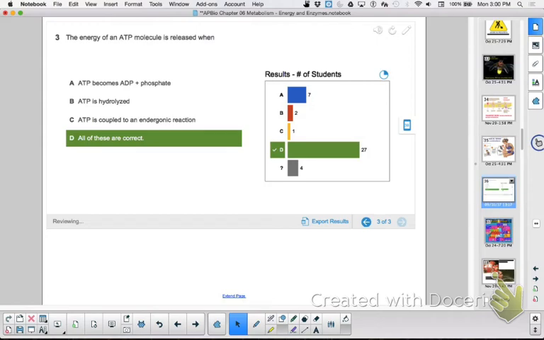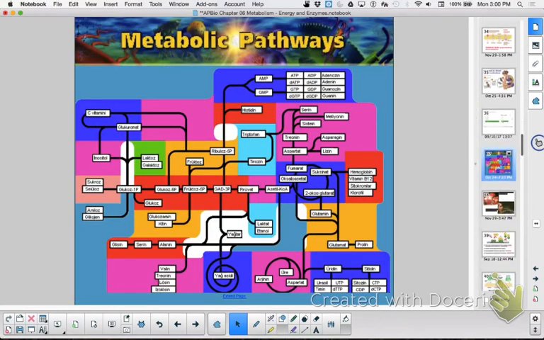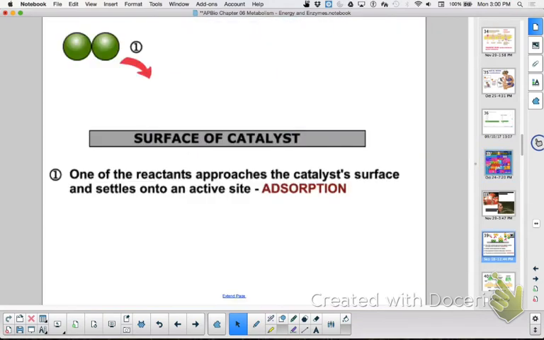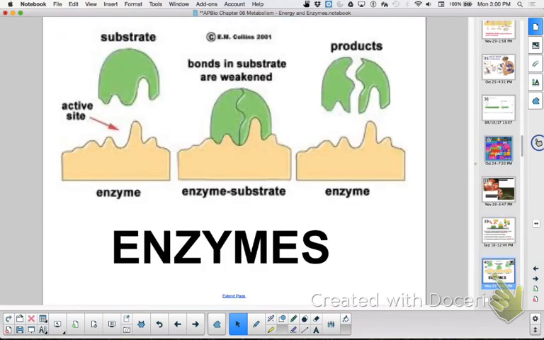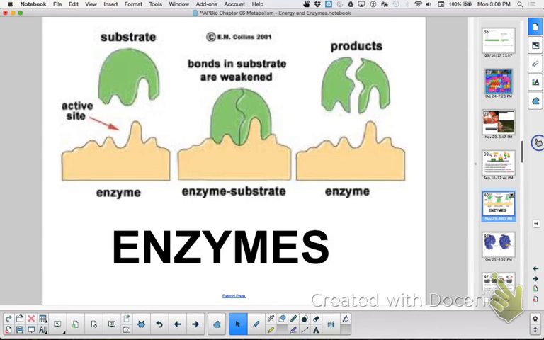Got it? Okay. So now we talked about what metabolism is, but bigger still are metabolic pathways. This triggers this, triggers this, triggers this, and they are all usually catalyzed by a specific enzyme. There's an enzyme for every one of these reactions. So we started talking about enzymes, and enzymes have an active site, and the active site is where the substrate binds to the enzyme, right?